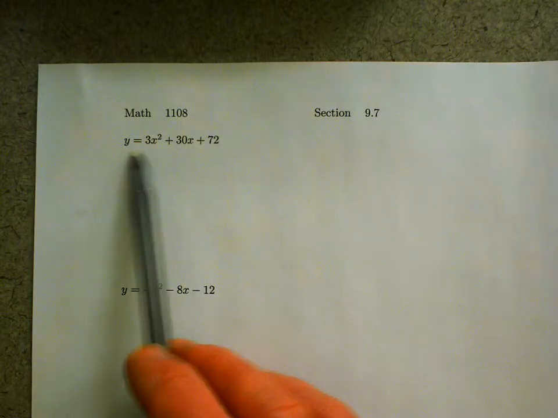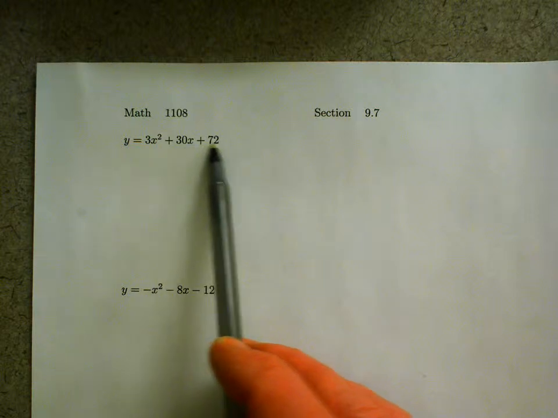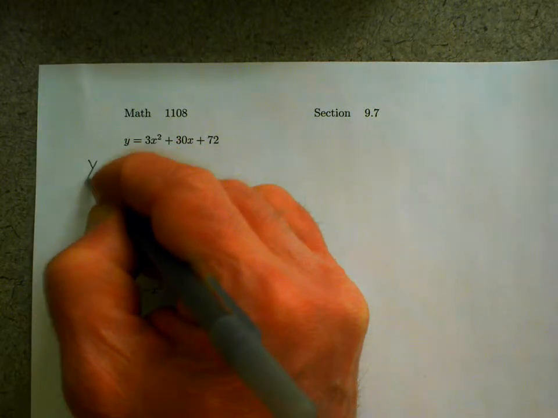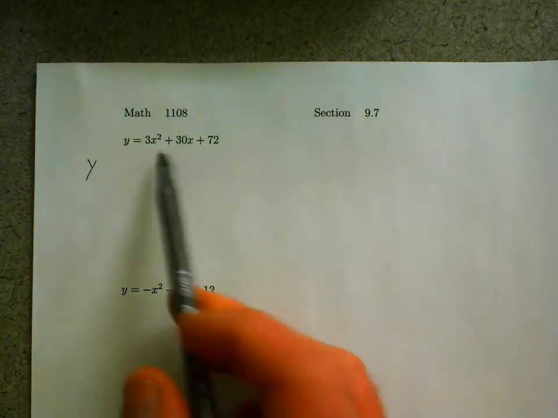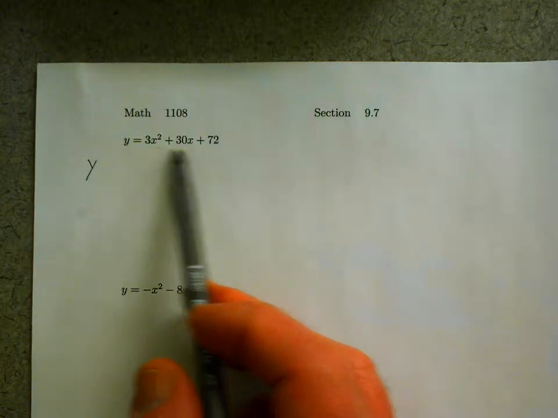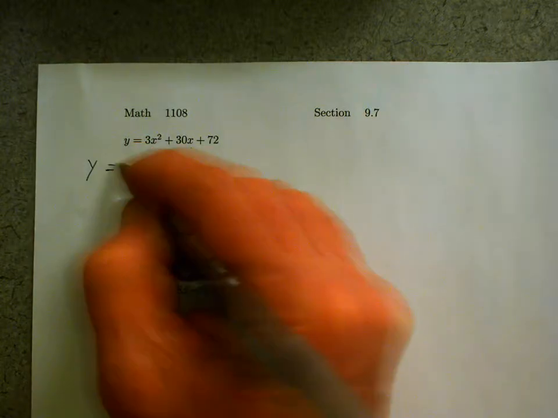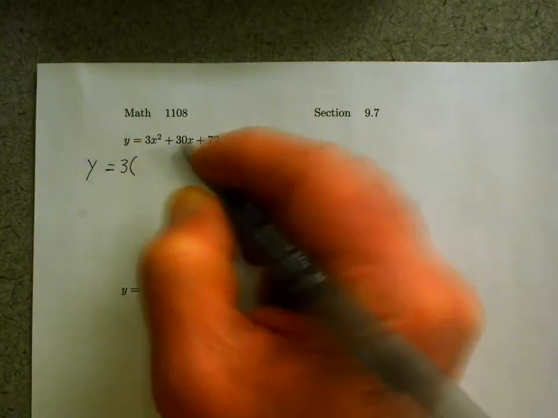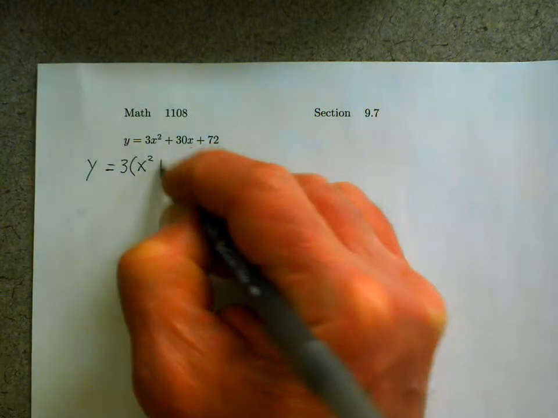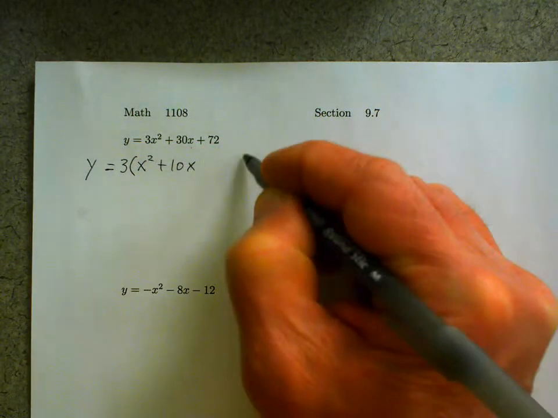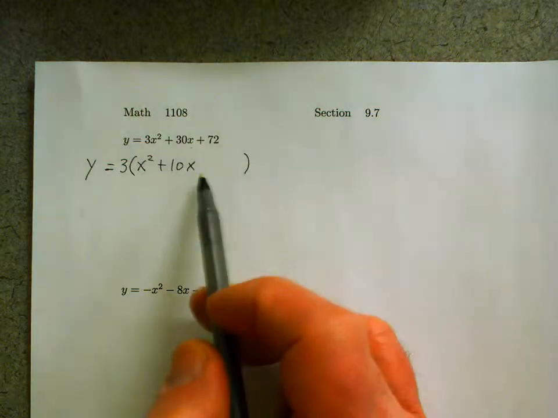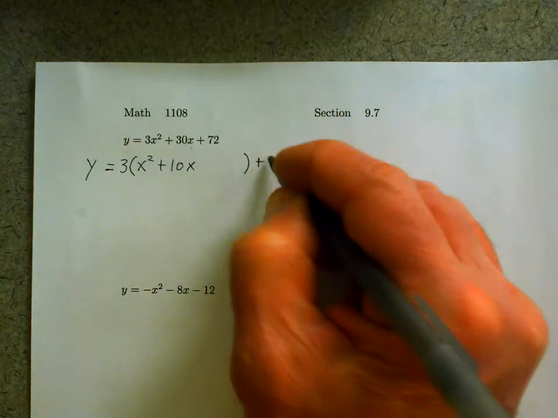y equals 3x squared plus 30x plus 72. The first step, factor 3 out of the x squared term and the x term. So 3 times x squared plus 10x. Leave some space and then write plus 72.